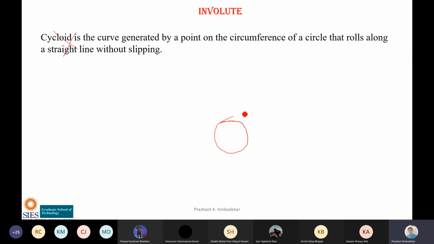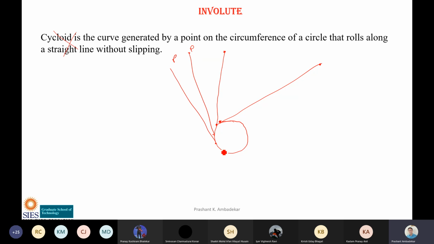See, for example, this is the line. Okay, this is the point. After some time, what will happen? This line will rotate like this here. Then what will happen? This line will rotate like this. And where is the point? Point is on the end of the line here. So this is the point P.